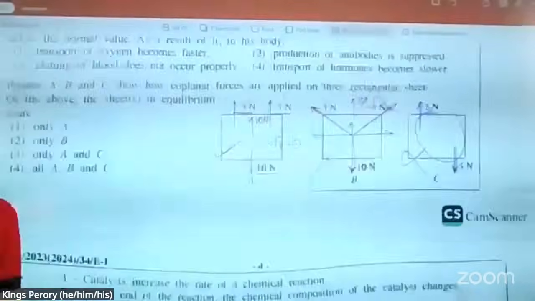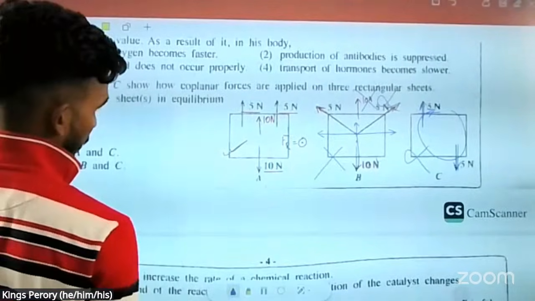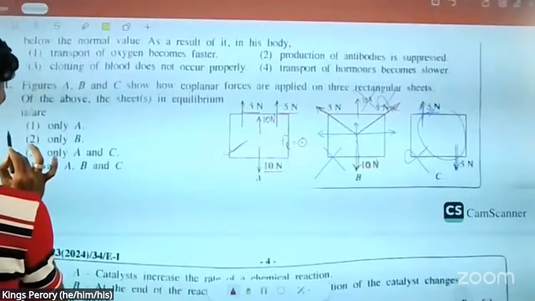So they're asking in what situation the object is at equilibrium. Only at A. Only at A.